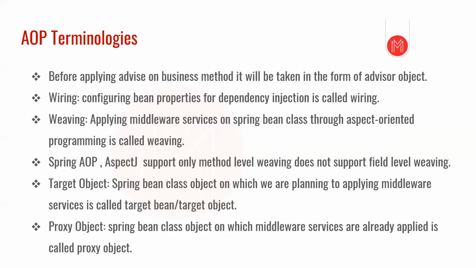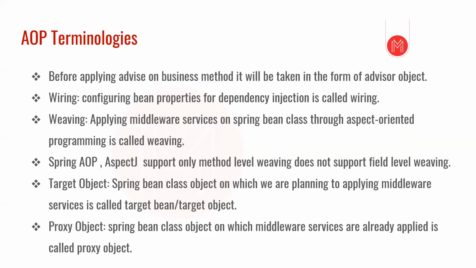What is meant by wiring? Wiring is, whatever bean properties we are using for our application development, configuring those bean properties for dependency injection is simply called wiring.